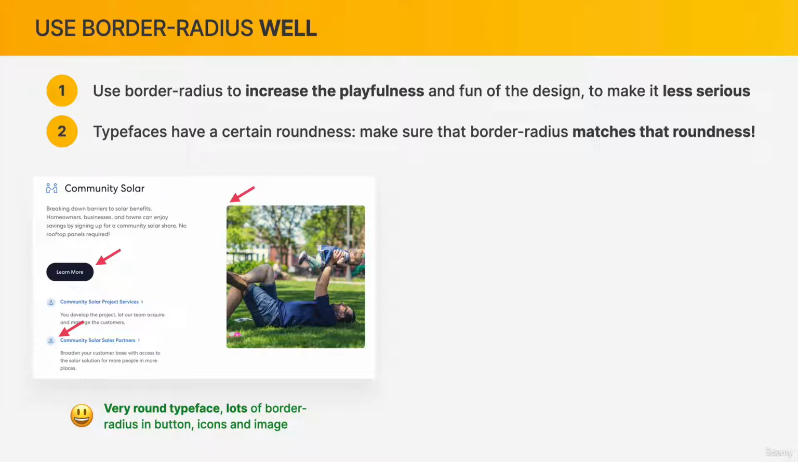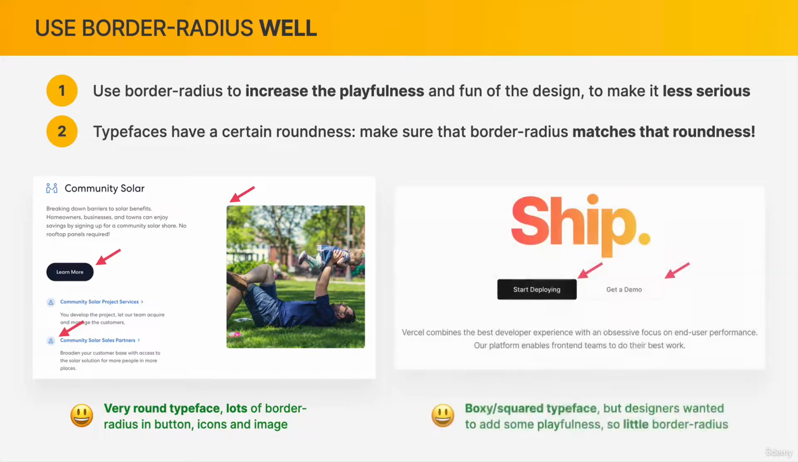And by doing that, the designer here really added a lot of roundness to the overall design, not just in the typeface, but also in these other design elements. And therefore, that takes away a lot of the elegance and makes this all a little bit more playful and more inviting at the end of the day as well. Now, on the other hand, we have this very boxy typeface, which is actually also Inter, the one that we used in our current very small project. And so in this example, the designer added just a tiny bit of border radius to these buttons in order to still add a little bit of playfulness to the design.